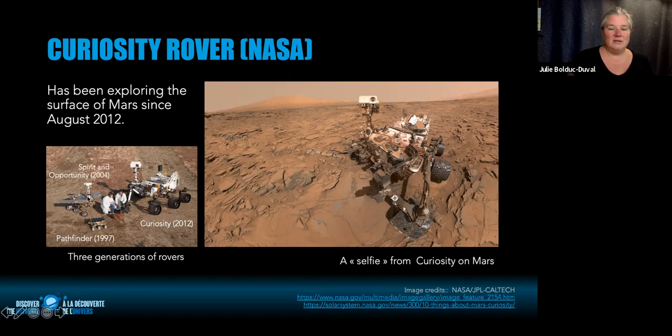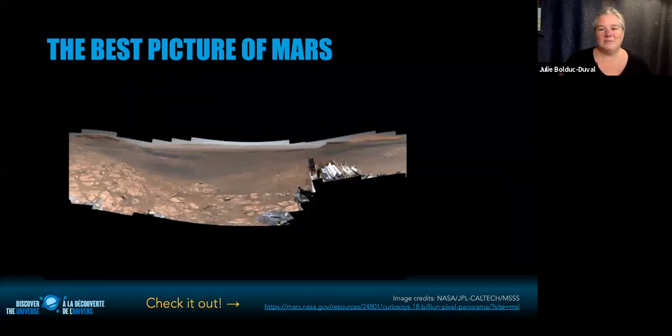Spirit and Opportunity, 2 rovers that were sent in 2004, and then Curiosity, which arrived there in 2012. You can see it's much bigger compared to the people here. It's like a small car, but that's very interesting to compare them. And this is one of the best pictures of Mars.